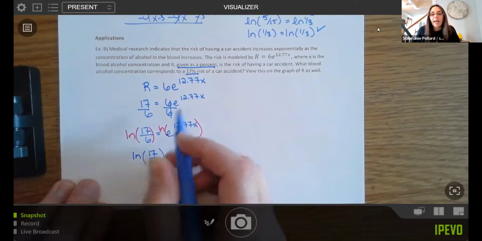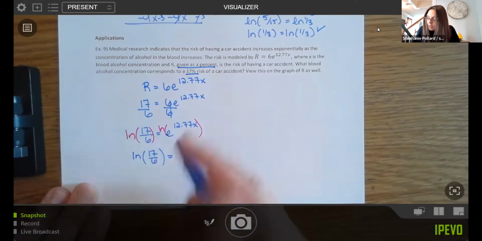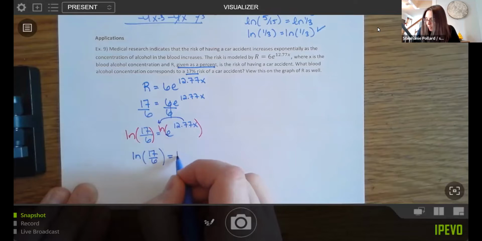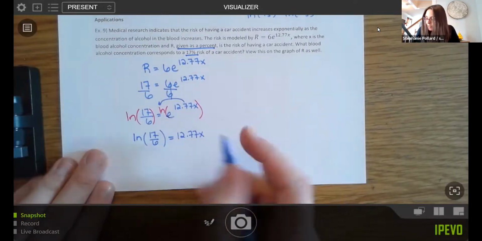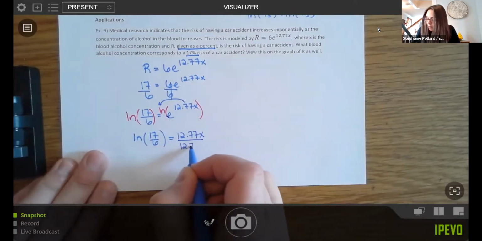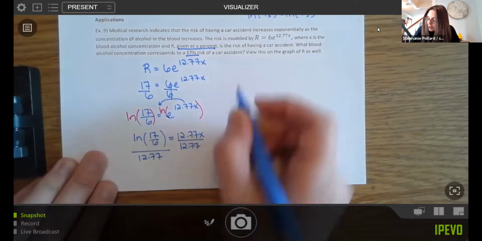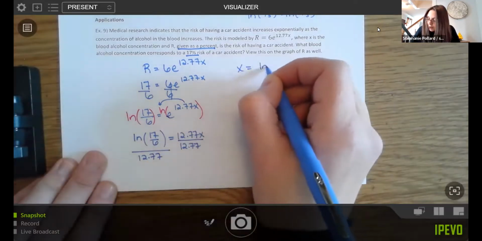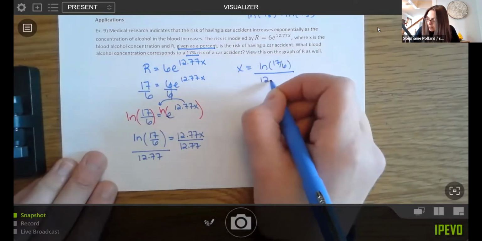Now what happens when we take the natural log of e? Remember, those pieces sort of just cancel out. You get that factor of 1. So all that's going to be left over is that exponent. And then finally, we divide both sides by 12.77. This is being multiplied, so we're going to go ahead and divide it out. So our exact value is the natural log of 17 over 6, all over 12.77.